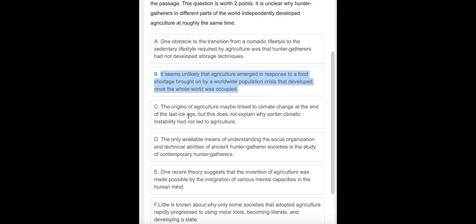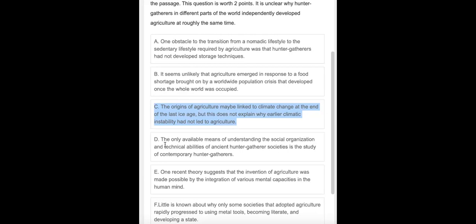Now let's look at C. We've got the origins of agriculture maybe linked to climate change at the end of the last ice age, but this doesn't explain. Woo! I love this one, right? It doesn't explain. It's unclear. We don't really know why earlier climatic instability had not led to agriculture. So this one for me is a super great match for our main idea sentence here. Okay? So C is great.